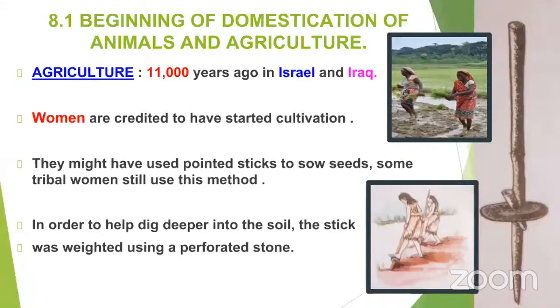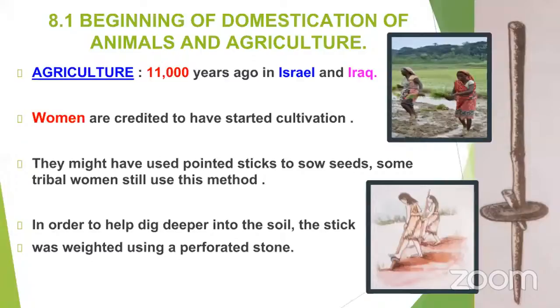Okay, they might have used, now it is all guessing, that they might have used pointed sticks to sow seeds. Can you see this picture of stick? Some tribal women still use this method. And see that women are sowing seed with the help of this pointed stick. There is a picture below. The two women are sowing the seeds.